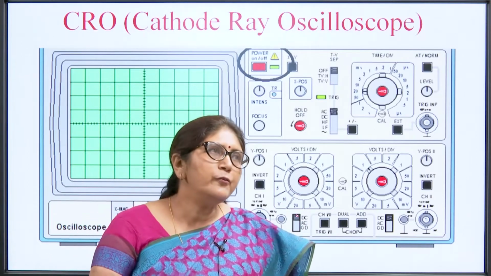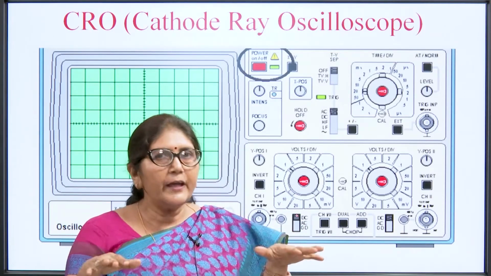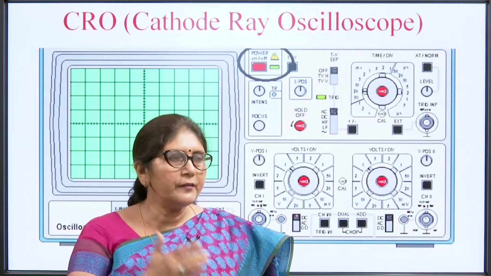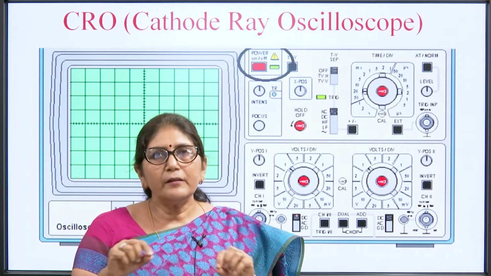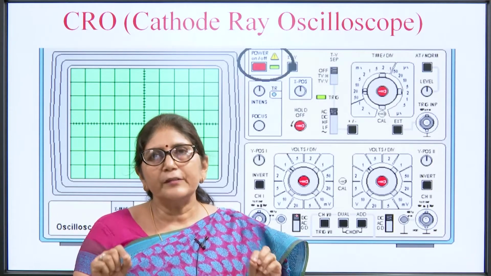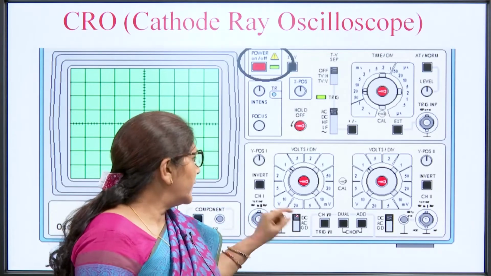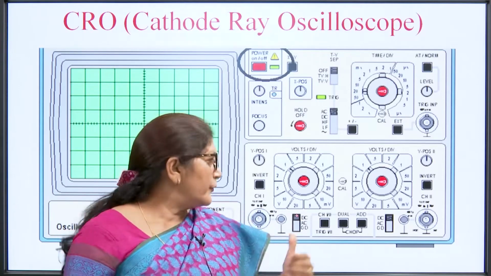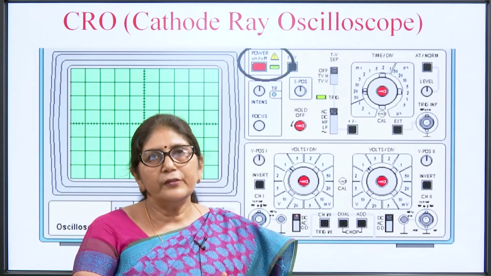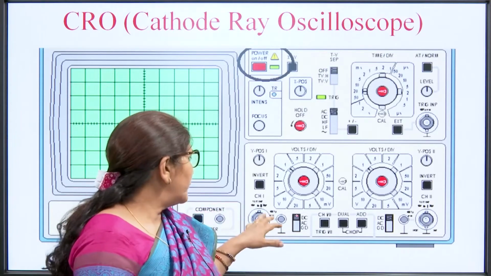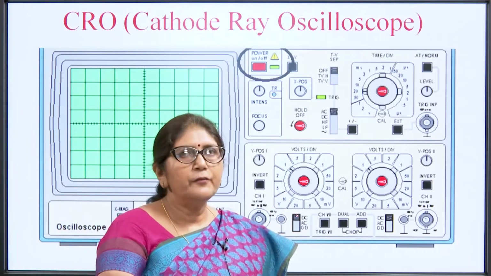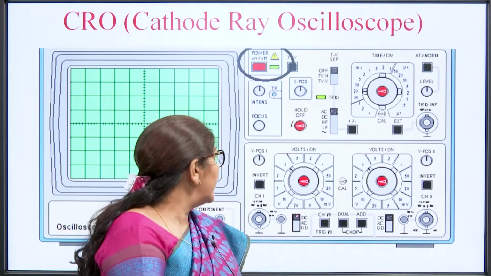And if we want to find out where the axis of the signal is, suppose there is an AC signal or a DC signal, then where is the zero point of the signal? We will put this knob at the ground position. When the knob is at the ground position, it shows the origin of the signal. Suppose we want to measure a DC signal, so we will put it at the DC level.